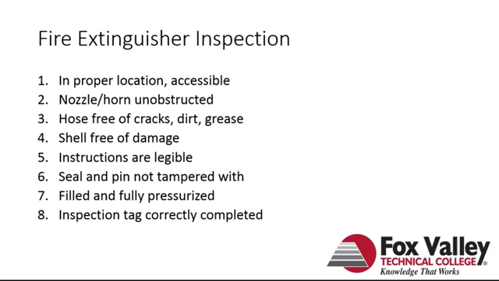When you're doing your monthly inspection, there's a couple things you want to look at. First of all, is it in the right place? And is it accessible? Is it hidden behind boxes? Is it hidden behind product? Or can you actually get to it? The nozzle and the horn are unobstructed. Nobody's put bubble gum in the nozzle. The hose is free of cracks, dirt, and grease. The shell is free of damage. Instructions are there and they're legible.